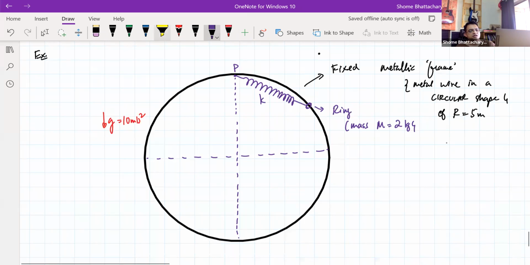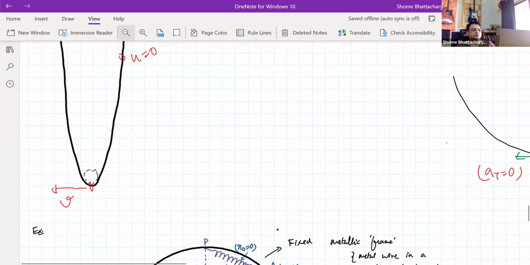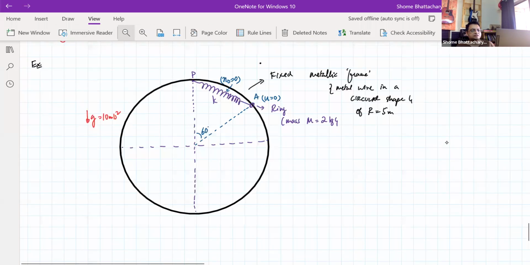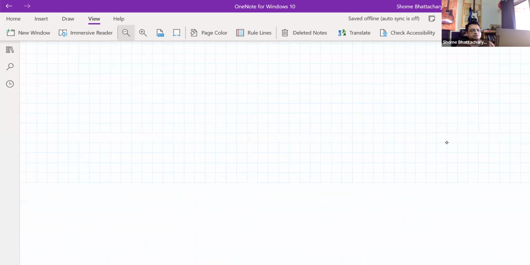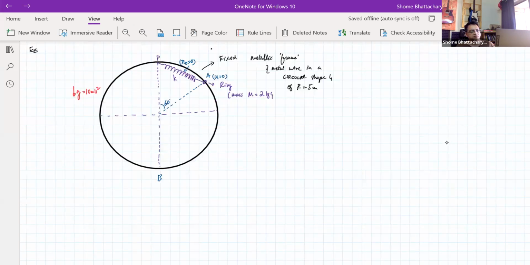Now we release this ring from position A, where this angle is 60 degrees. When we release it at A with an initial speed of 0, the spring has 0 extension. It's at natural length. On releasing it, the ring first accelerates and then decelerates, and by the time it reaches the lowest position B, it momentarily comes to rest.